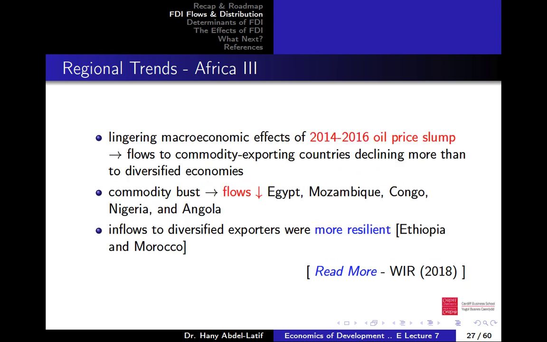There are many reasons that can explain this. These countries usually are not diversified economies; most of them are commodity exporting economies, and there was a significant drop in oil prices in 2014 that continued till 2016. Most of this investment usually goes there for extraction, so they actually work in the oil sector, or whatever this commodity is, but in general it could be oil. The drop happened in Egypt, Mozambique, Congo, Nigeria, Angola. More diversified exporters will probably be more resilient to these changes.